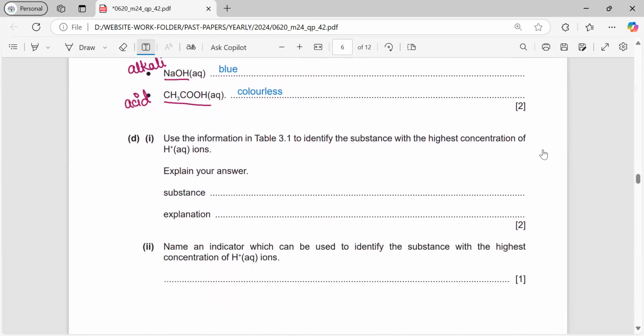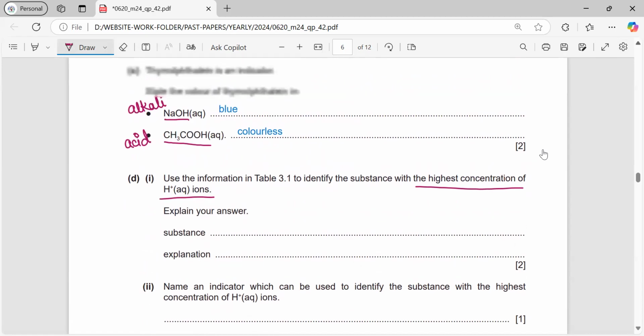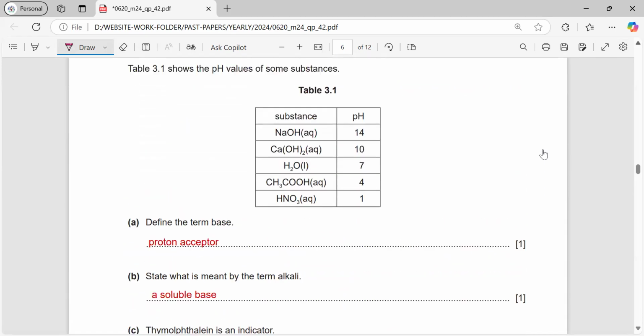Use the information in the table to identify the substance with the highest concentration of H+ ions. The highest concentration of H+ ions will indicate that the substance is the most acidic. Highest H+ ion concentration is equal to the strongest acid, and the strongest acid has the lowest pH.